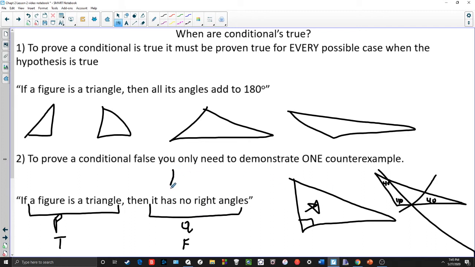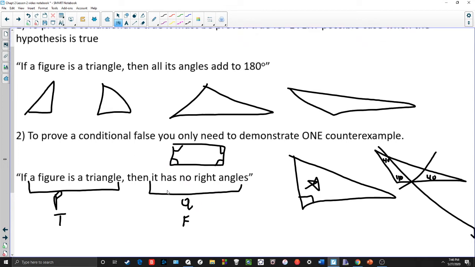Also, I couldn't do this. So here's a rectangle. Hey, it has right angles. Well, okay, if the figure is a triangle, this is not a triangle. Therefore, it cannot be used as a counterexample because the first part of it isn't true. So you're looking for a counterexample where the P part is true and the Q part is false. The first part, the if part, has to be true, and the then part has to be false in order to be an accurate counterexample.